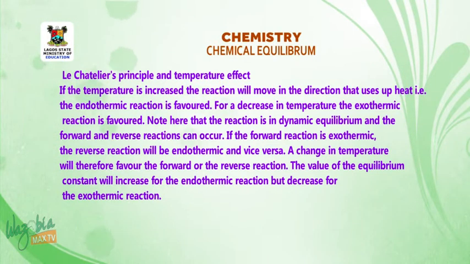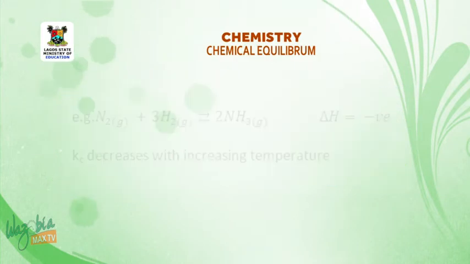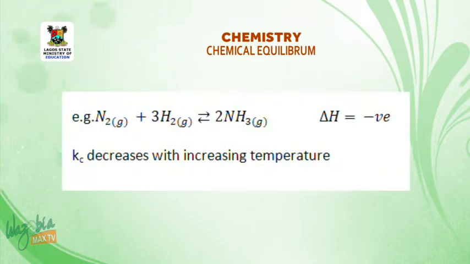Note here that the reaction is in dynamic equilibrium and the forward and reverse reactions can occur. If the forward reaction is exothermic, the reverse reaction will be endothermic and vice versa. A change in temperature will therefore favor the forward or the reverse reaction. The value of the equilibrium constant will increase for an endothermic reaction but decrease for an exothermic reaction. For example, when you look at nitrogen gas reacting with 3 moles of hydrogen to give 2 moles of ammonia, the Kc here decreases with increasing temperature because the delta H is negative.